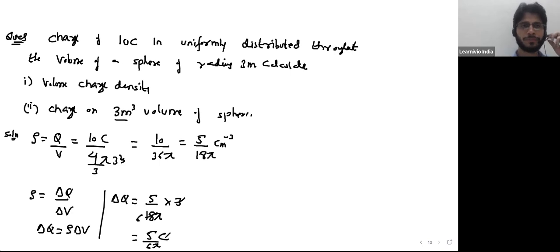Clear, everyone? Yes, sir. So these are the 3 types of charge densities. In Friday's class, I will use these charge densities. So hopefully Friday will be the last class of the first chapter. I'm left with just 3 derivations, and then we will move on to the second chapter next week.